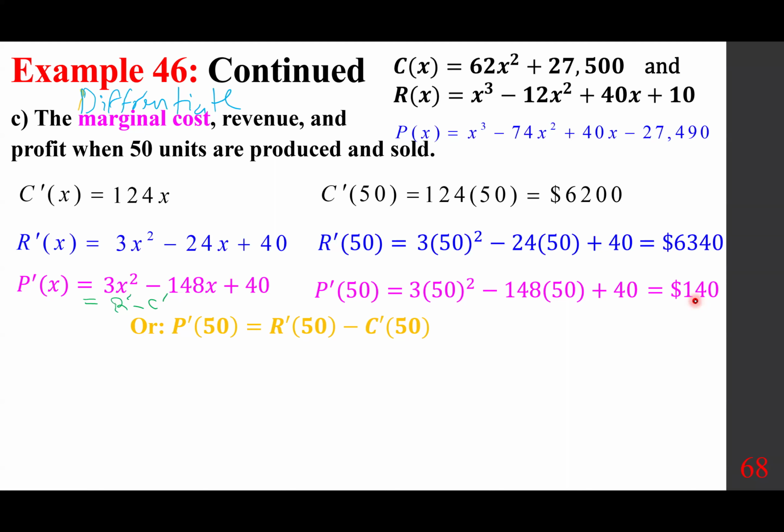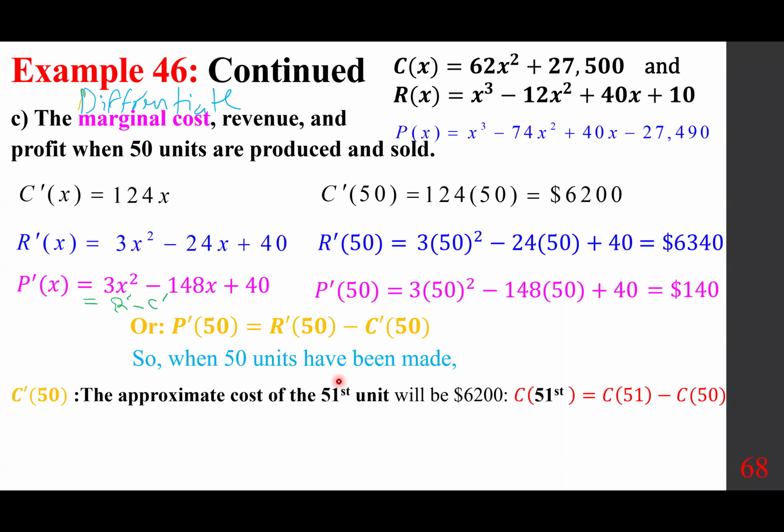Now, the meaning of it is extremely important. And here's the meaning of marginal, whether it's cost, revenue, or profit. It means the following. When 50 units, you have to pay attention to the number that is given to you. When 50 units have been made, the approximate cost of the next one, that means the 51st unit, will be $6,200.